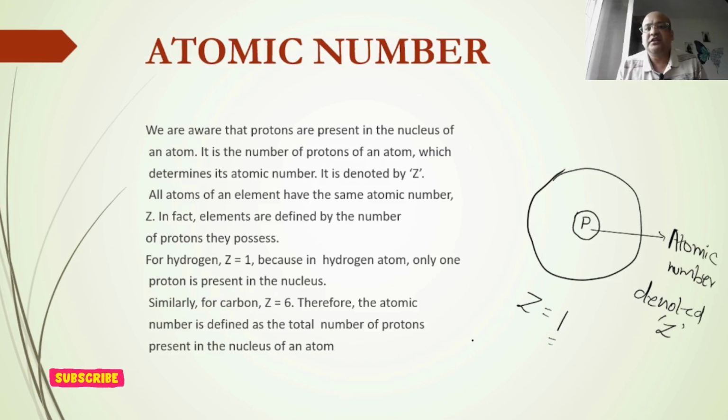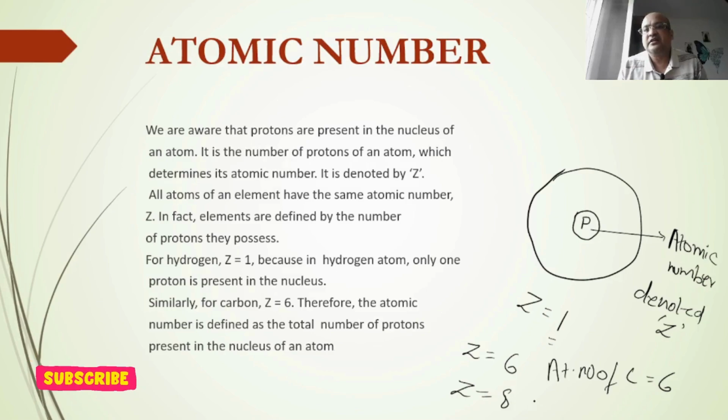For example, in carbon, 6 protons are there. Therefore, the atomic number of carbon is 6. For oxygen, it will be 8. Likewise, all other atoms have been given atomic numbers based on their protons. And we also know that the number of protons is equal to the number of electrons.